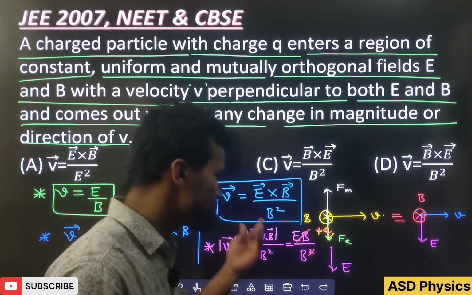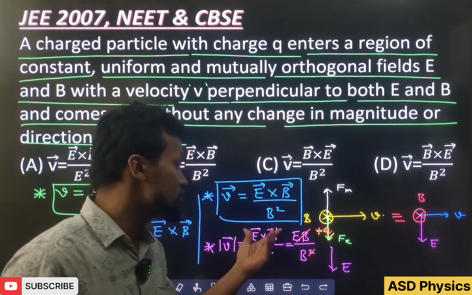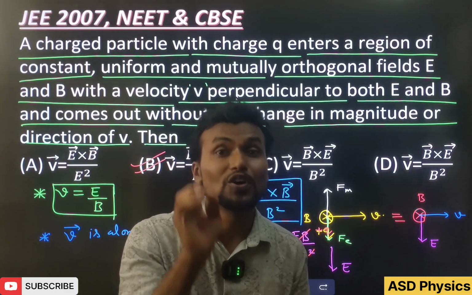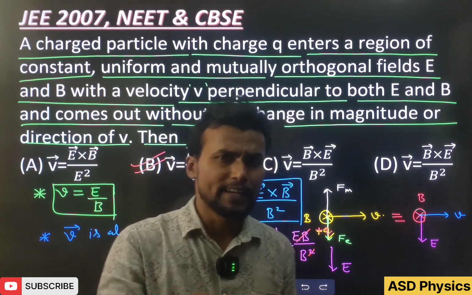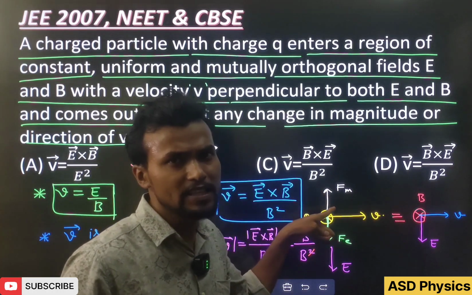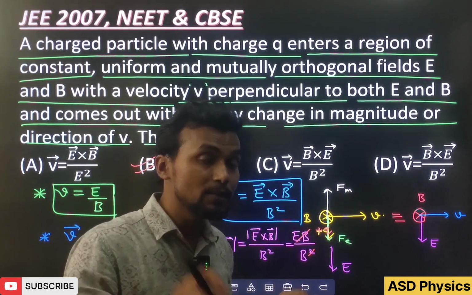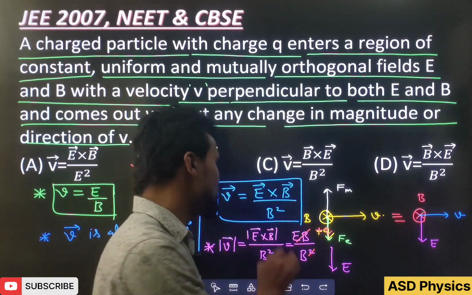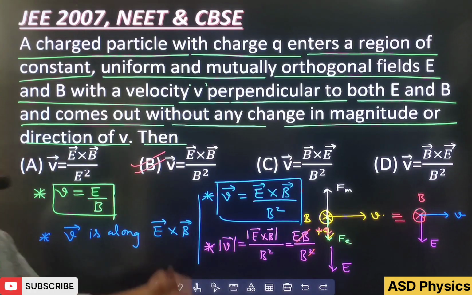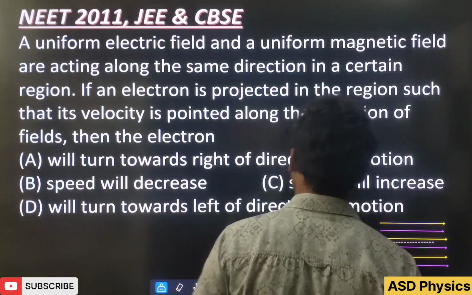And remember that this formula E cross B by B square is applicable even when the charge particle is positive or the charge particle is negative. When the charge particle is negative, this Fm and Fe direction will interchange. But when you again apply the right hand thumb rule, again you will get the same formula. Okay, can you see here? This is the J 2007 question. Now let's see, students.